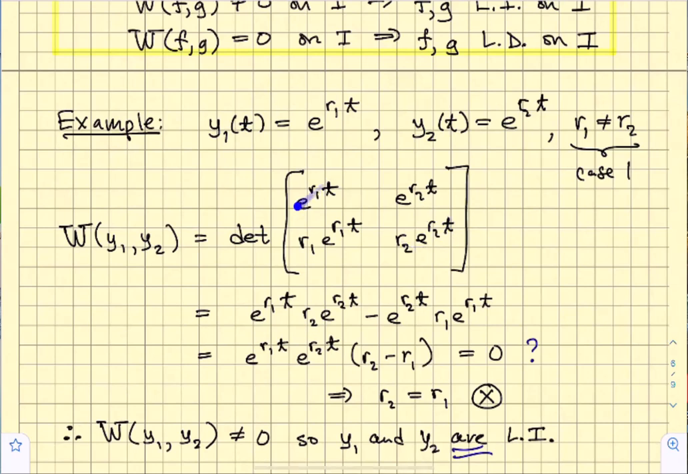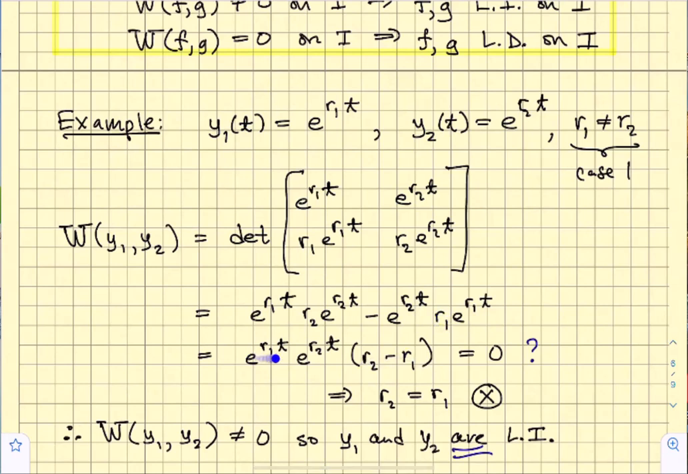So it's e to the r1t times r2 e to the r2t minus e to the r2t times r1 e to the r1t. Let's simplify that. If you notice here, both terms have a common factor of e to the r1t, e to the r2t. So let's factor that out. When we do, we're left with an r2 minus an r1.